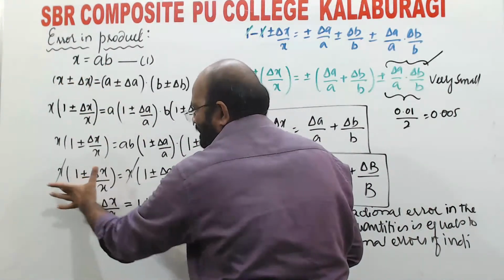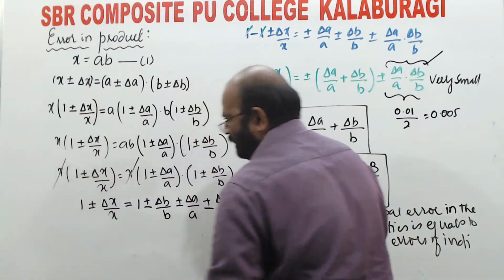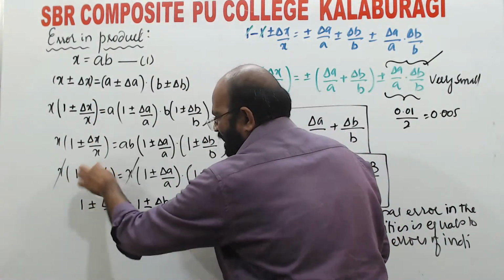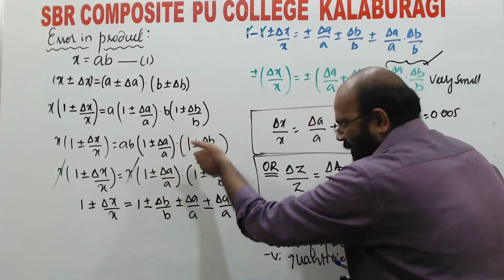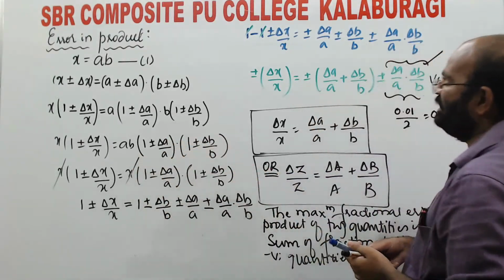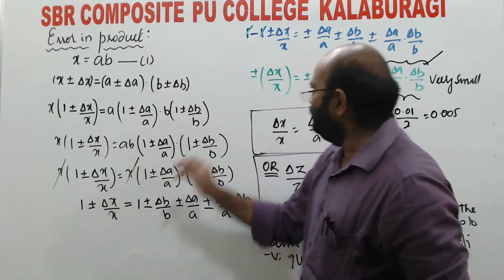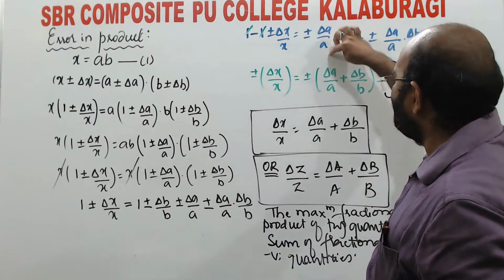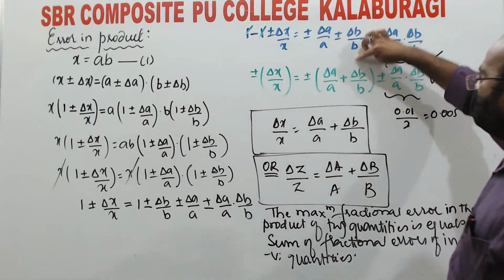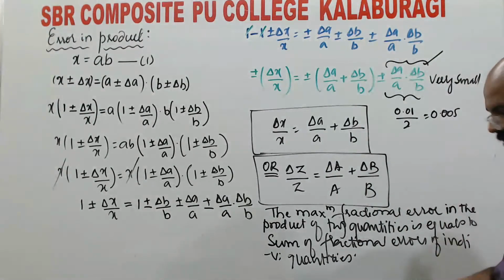From LHS and RHS, the x value will be cancelled. Then what we have? 1 plus or minus delta x by x is equal to 1 plus or minus delta A by A multiplied by this bracket. We get a 1 from RHS and LHS which will be cancelled. Then we get plus or minus delta x by x equals plus or minus delta A by A plus or minus delta B by B plus or minus delta A by A into delta B by B.